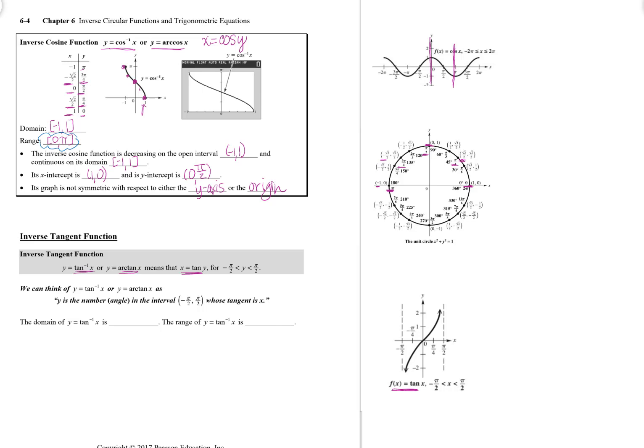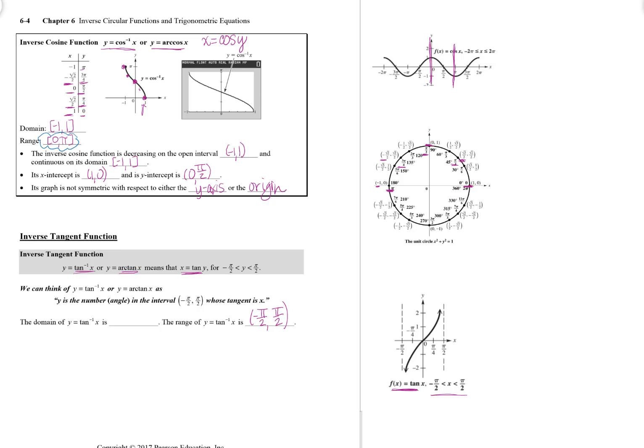And since that is the case, then we can just restrict it from negative pi over 2 to pi over 2 for the domain of the tangent function, which means that the range is restricted to negative pi over 2 to pi over 2. Now, do you see how we have asymptotes? That means that negative pi over 2 and pi over 2 are not included. It gets really close to those values, but it doesn't include them.